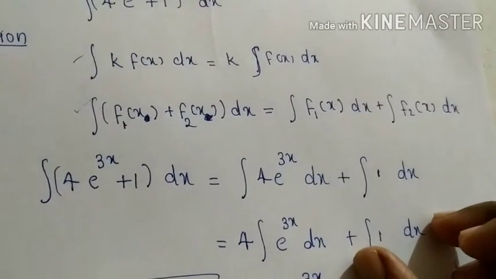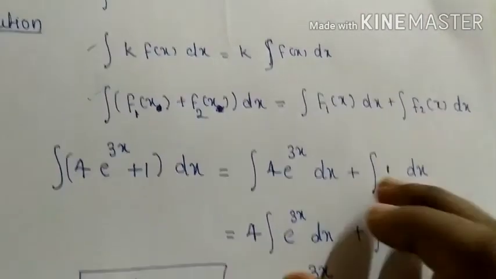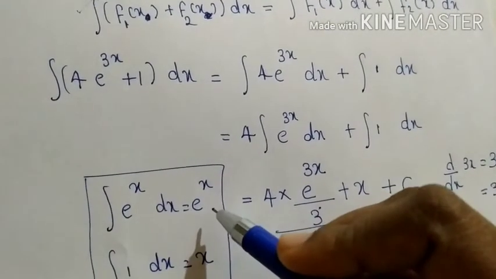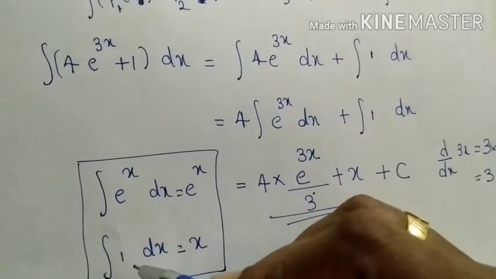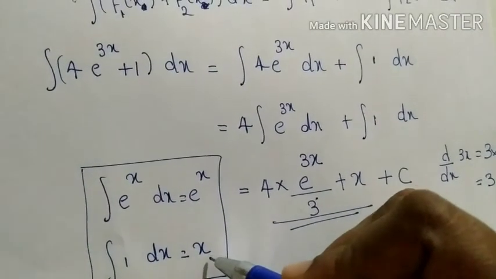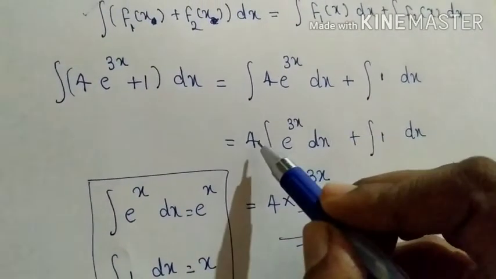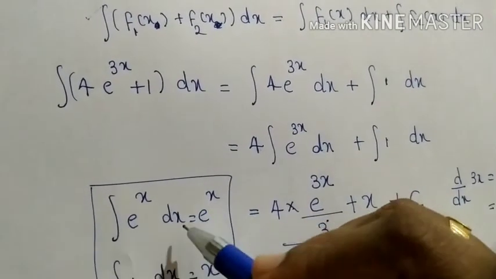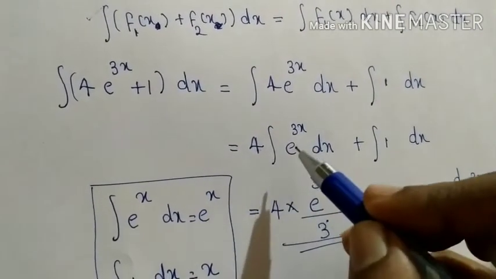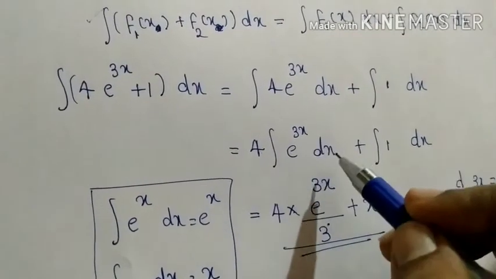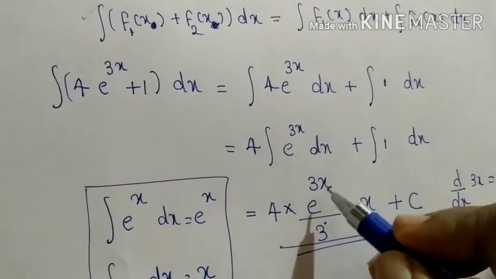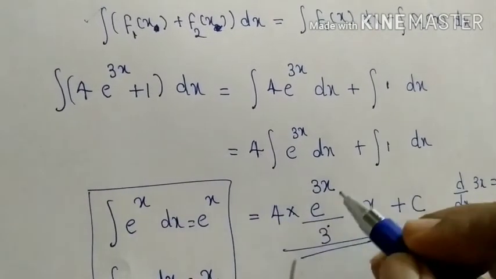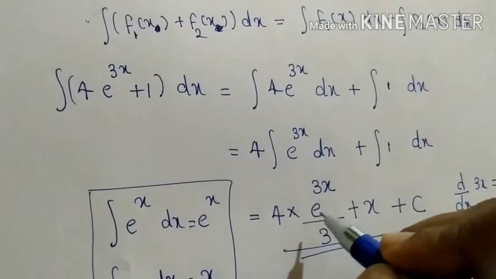And we know that the standard integral of e raised to x dx is e raised to x itself, and integral 1 dx is x, right? So here 4 into, if integral e raised to x dx is e raised to x, then integral e raised to 3x dx is e raised to 3x. Replacing this x by 3x, we get e raised to 3x in the numerator.